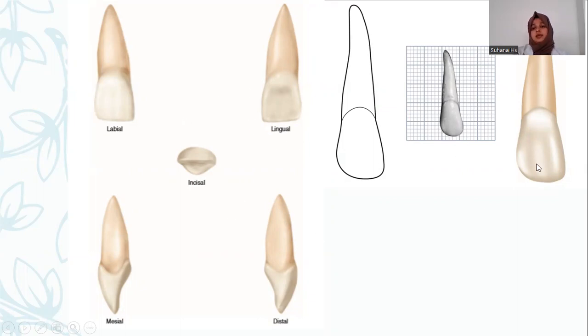Here is the labial aspect. Here we can see that the mesial outline is more curved, and the distal is also curved when we compare with the centrals. Hence, we can say that the lateral incisors are the same as central incisors, except in the size as well as in the roundness. Here it is more rounded.